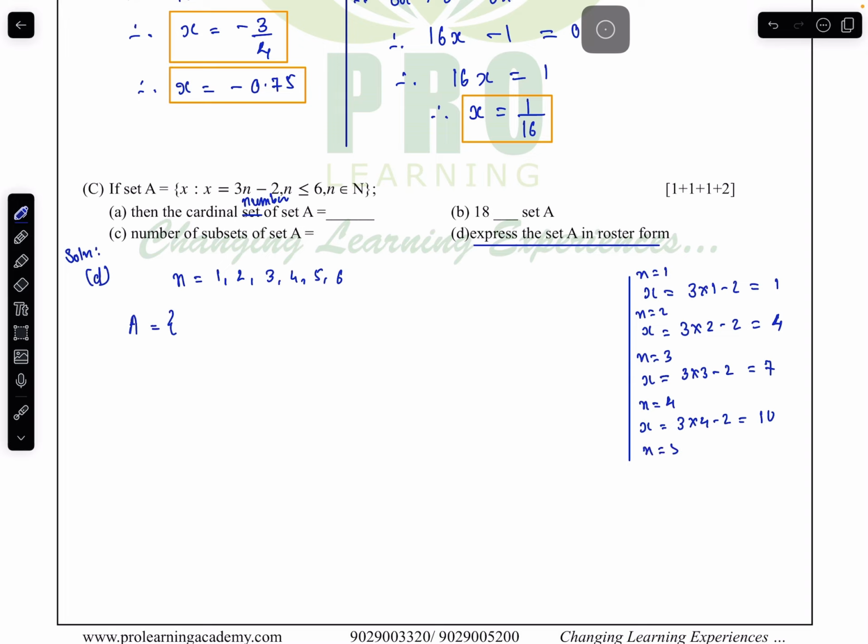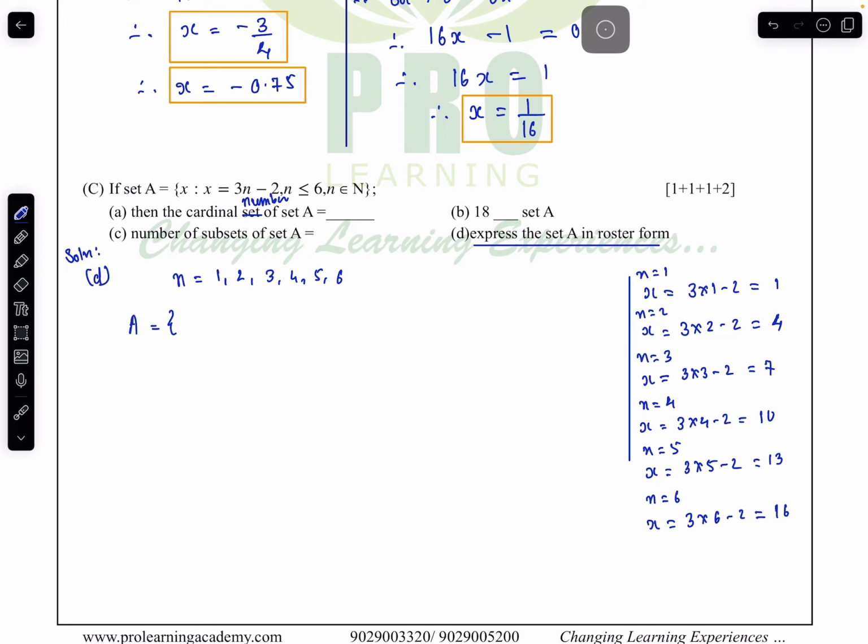When n is 5, x would become 3 times 5 minus 2, that is 13. When n is 6, x would become 3 times 6 minus 2. So 6 times 3 is 18, minus 2 makes 16.